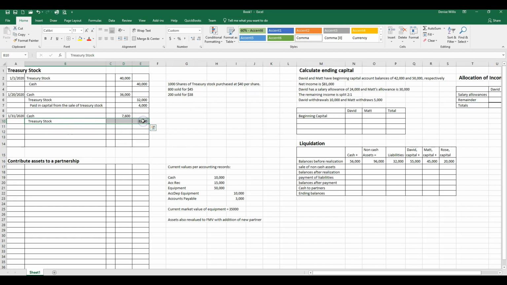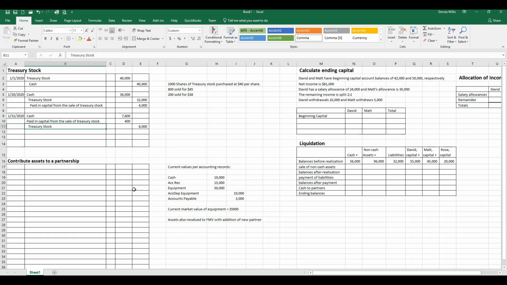Now, I should have skipped a line. Let me see if I can just copy this and put it down here. Because we're going to need an additional debit now to make this balance out. In this case, we got less cash than we paid for it. So now we're going to debit that paid in capital from the sale of treasury stock, and that's going to be the $400. We can prove that $400 because we sold each share for $2 less than it cost us. $2 times 200 gives us that $400.